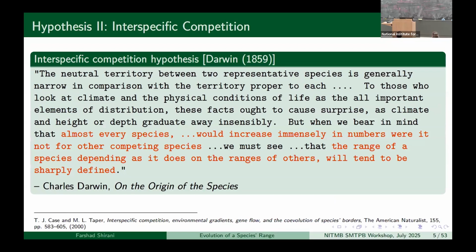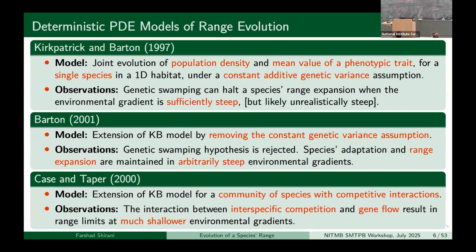The other hypothesis is due to Darwin himself, and it's just saying that interspecific competition can be a major factor in setting range limits between two competing species. So there have been a sequence of models. The highly influential one starts with the Kirkpatrick and Barton model, which tries to model the joint evolution of population density and mean value of the trait by assuming the trait variance is going to be constant, which might be an unrealistic assumption, in a one-dimensional space.